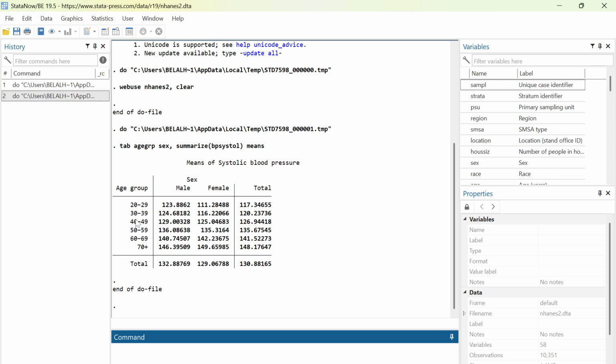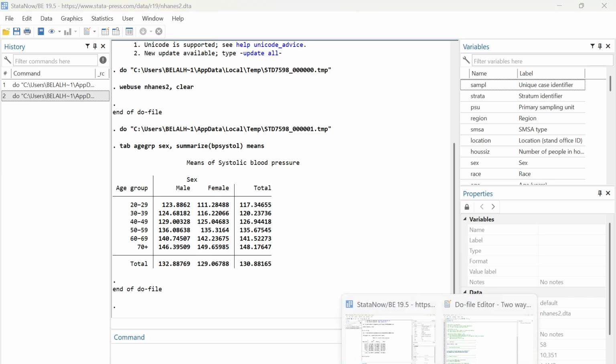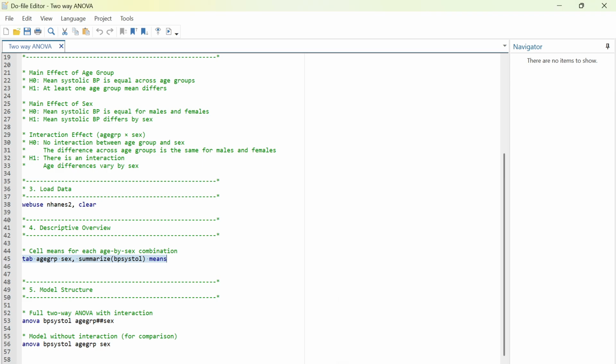So from this, even without the formal test of two-way ANOVA, we can say that there are some differences in terms of age differences in systolic blood pressure for male and female. So the age differences for male and female, in other words, are not the same. And now let's go analyze the full two-way ANOVA interaction.